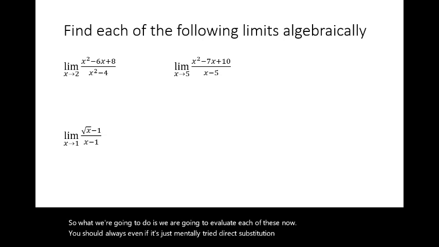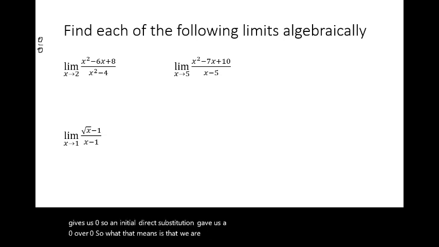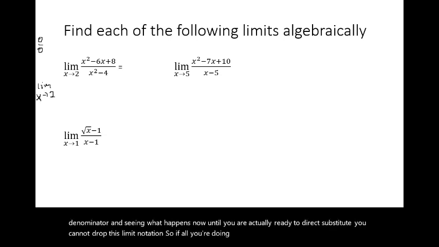So for this first limit, I'm going to direct substitute 2. So 2 squared minus 6 times 2 plus 8 gives us 0, over 2 squared minus 4 gives us 0. So an initial direct substitution gave us a 0 over 0. So what that means is that we are going to try factoring both the numerator and denominator and seeing what happens. Now, until you are actually ready to direct substitute, you cannot drop this limit notation. So if all you're doing is factoring, you do need to keep that notation, the limit as x approaches 2.